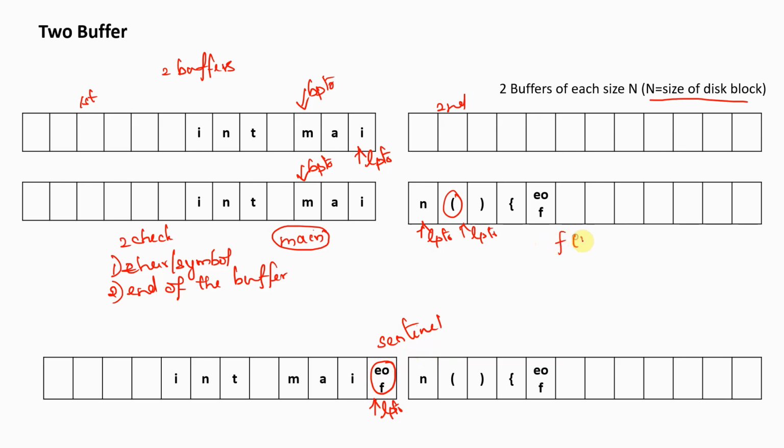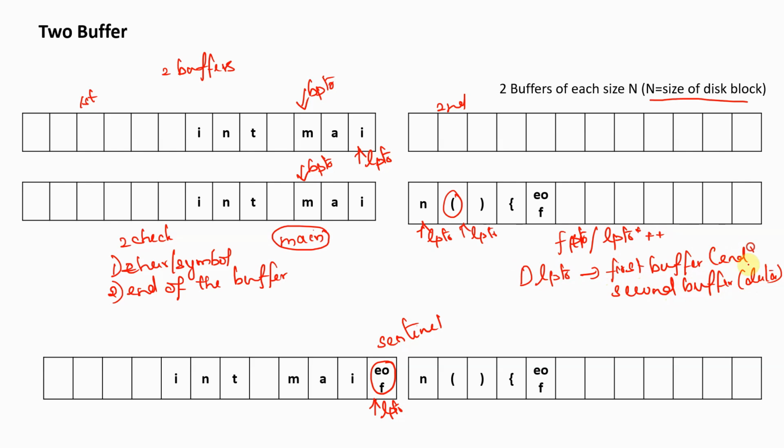Here we have the forward pointer, or our look ahead pointer, which will be incrementing. In the first case, when the look ahead pointer reaches the end of the first buffer, the second buffer gets loaded with the data, and the look ahead pointer moves to the second buffer.